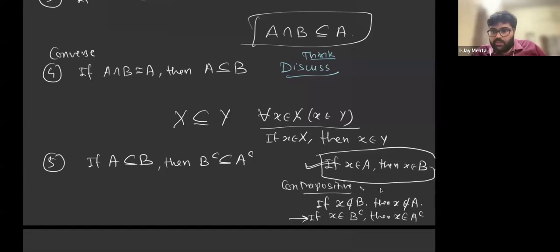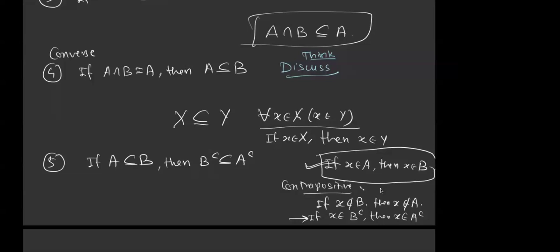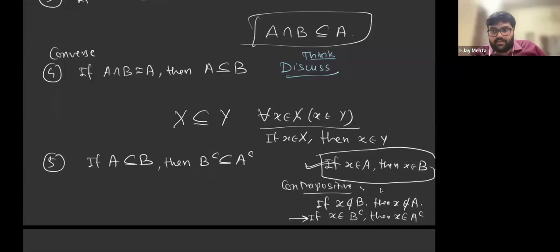Then you can unmute and say. Method of contradiction. Yes, very good. So, this is how we prove contrapositive statements, by contradiction. I have to prove that B complement is a subset of A complement. So I start with x belongs to B complement. What do I have to show? x is in A complement.